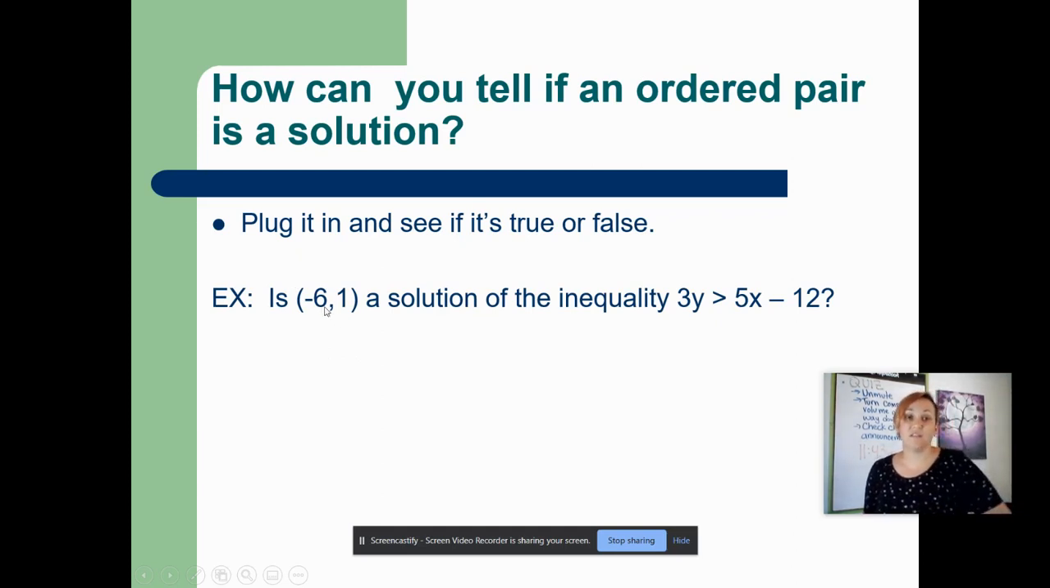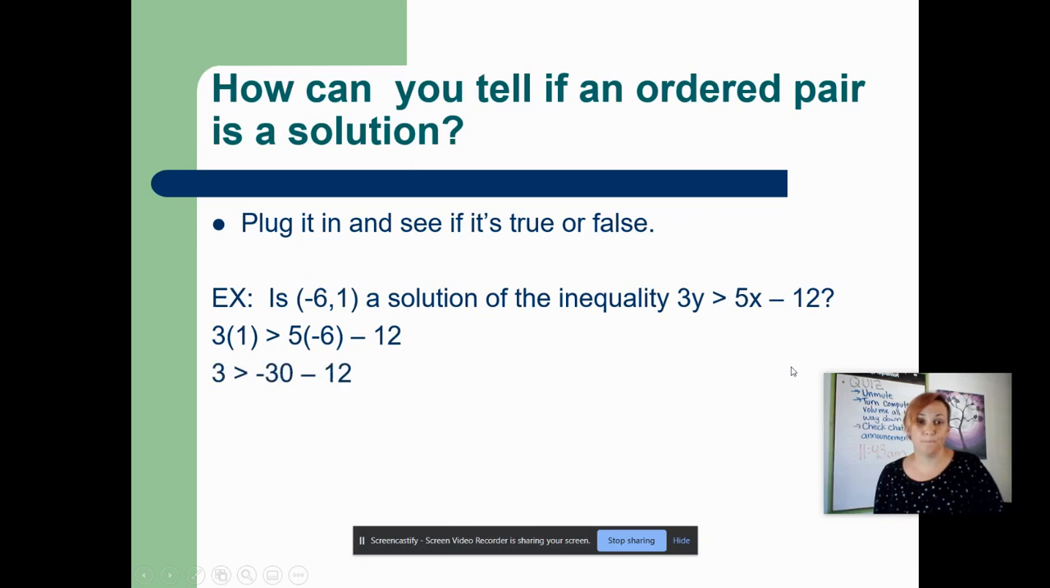So -6 is my x coordinate, so I will be plugging it in where the letter x is. And 1 is my y coordinate, so I will be plugging that in where the letter y is, like so. Next, I'll simplify each side individually until I have a single number. This inequality says 3 is greater than -42. Well, that's true. 3 is bigger than a negative number. Since it is true, we would say an answer of yes.